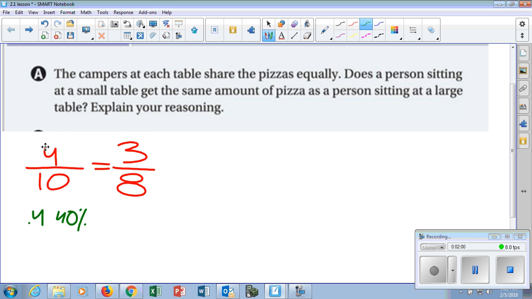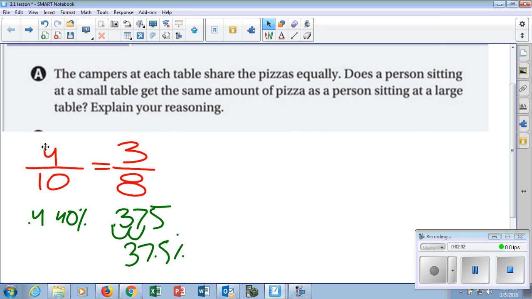Exactly. So, what about our other ratio? Anthony, 3 over 8. What is that percentage? 3 divided by 8 is 0.375. So, as a percentage, it's 37.5%. Right? 0.375. We move that decimal twice to the right to get the percentage.